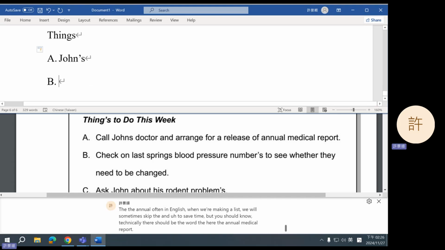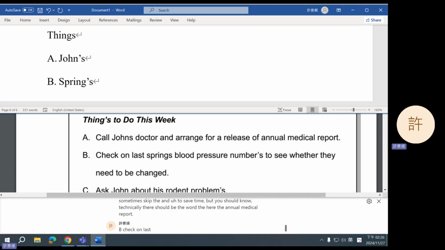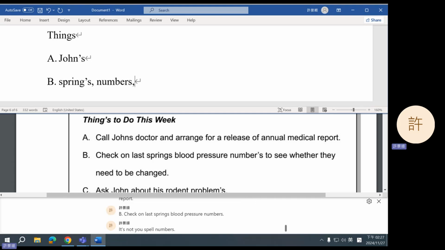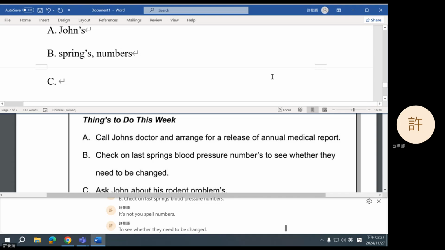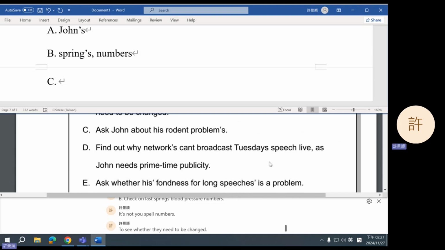B, check on last spring's blood pressure numbers. It's not how you spell numbers. To see whether they need to be changed. C, ask John about his rodent problems. A rodent is a rat. So John has problems with rats.